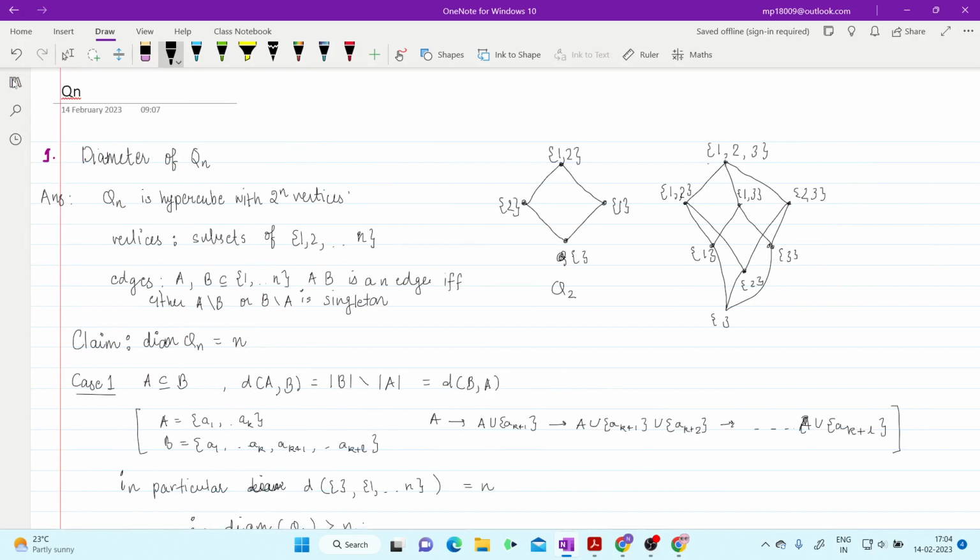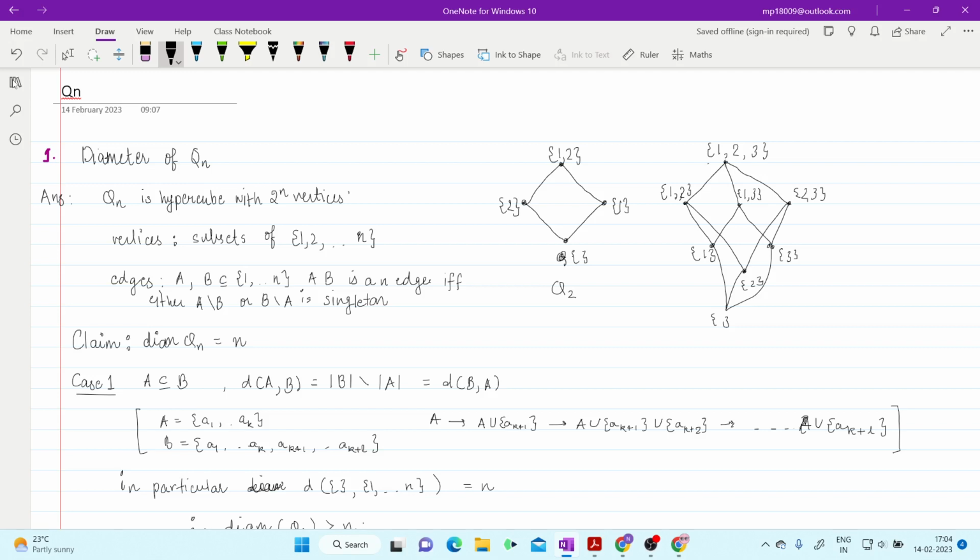Qn is a specific type of graph. It is also called a hypercube. It is a graph which has 2 raised to the power n vertices, and it can be represented by a graph whose vertices are subsets of the set of first n natural numbers. Any subset of the first n natural numbers is a vertex of this graph, and any two subsets are connected by an edge if and only if the difference of the two sets is a singleton element.